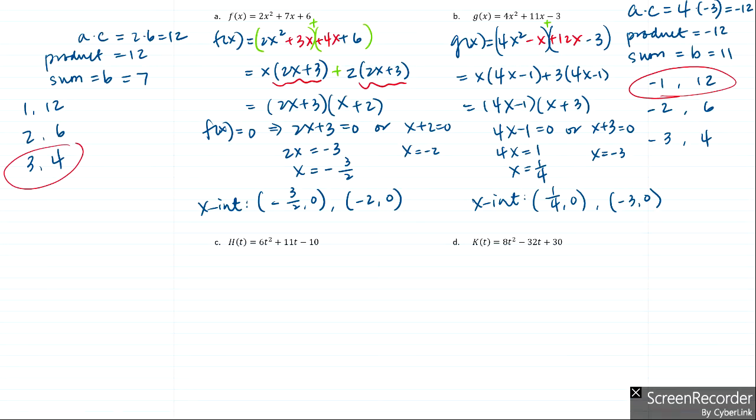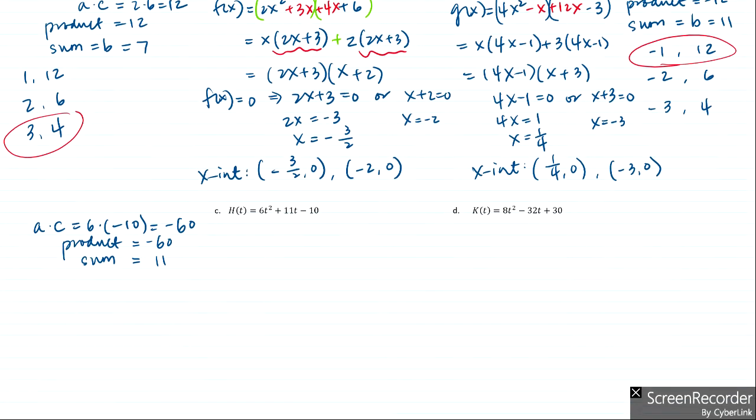Once you're good with the first two problems, we can move on to part C. In part C, we have again a similar case. So the first thing we want to find is a product of A and C. So A times C here is equal to 6 times negative 10, and therefore negative 60. So that means we want two numbers that would have a product of negative 60 and the sum equal to positive 11, which is the linear coefficient, the value for B.